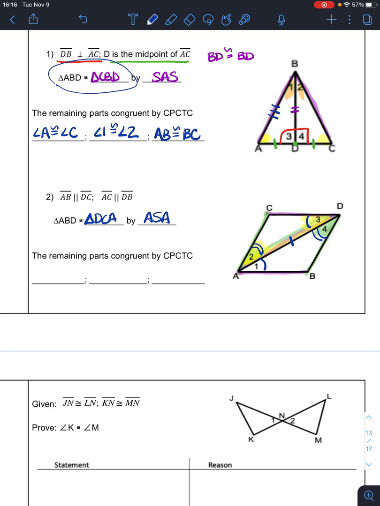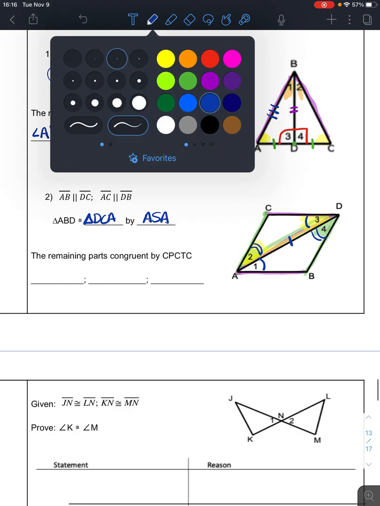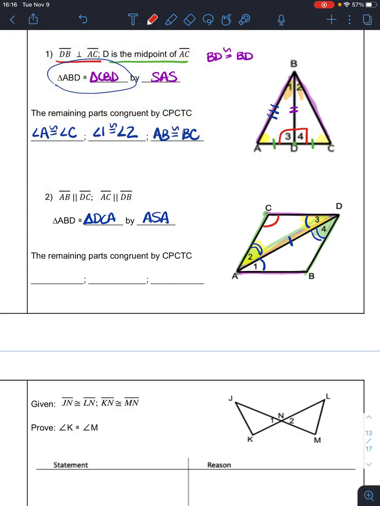And now that I know that those two triangles are congruent, I know all of the remaining leftover parts have to be congruent too. So I know that C is congruent to B. I know that CD is congruent to AB. And I know that AC is congruent to BD.